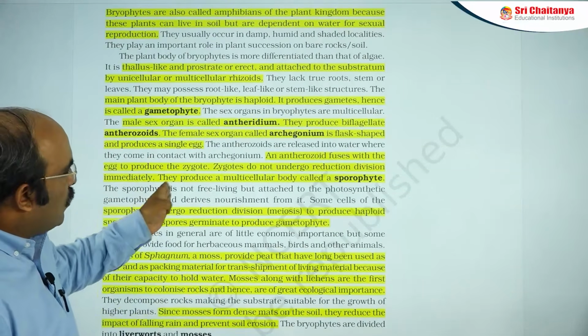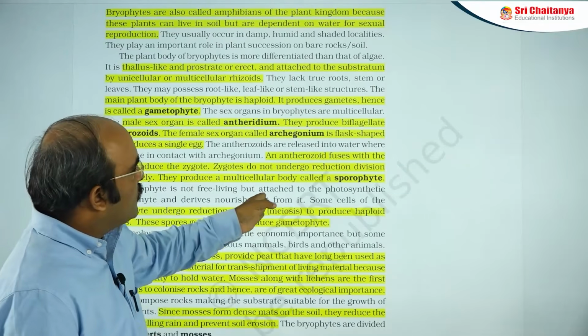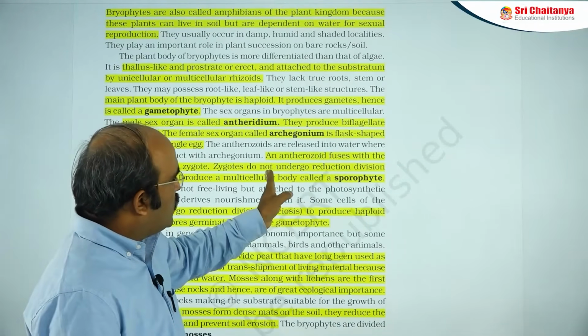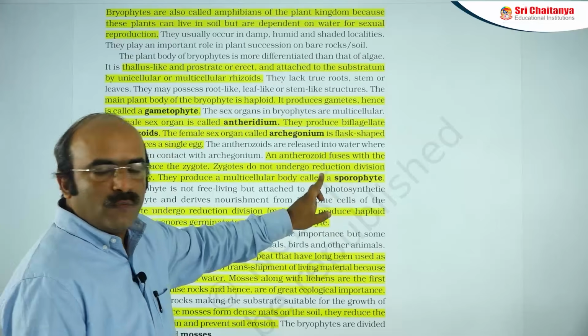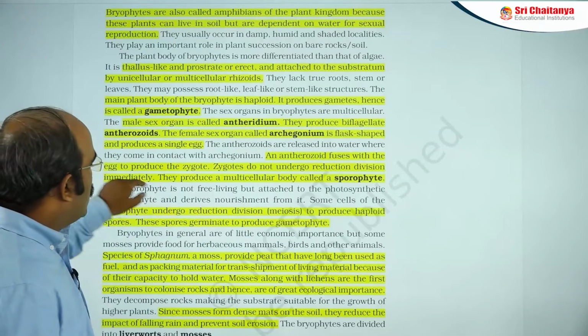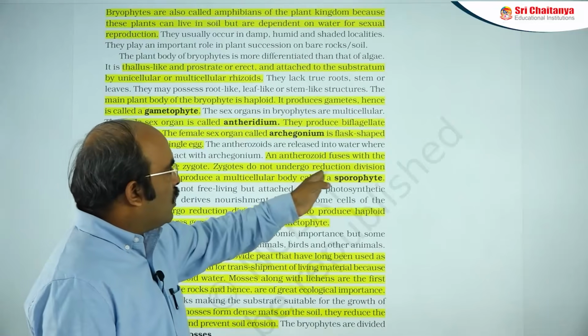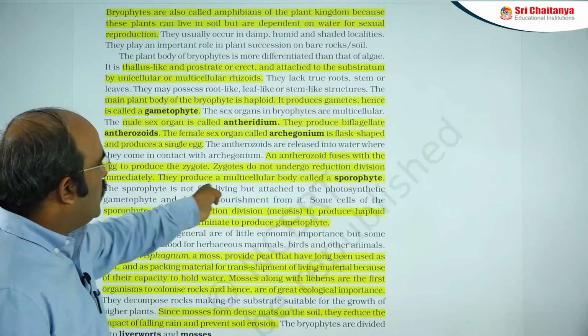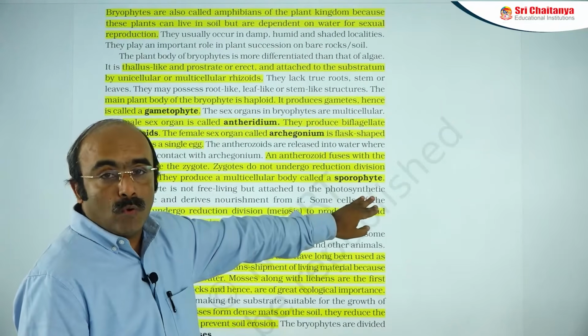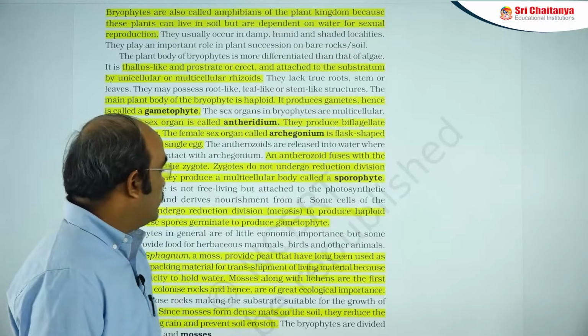So the zygote will undergo actually, the zygote doesn't undergo reduction division. That's the difference point you have to understand. The embryo for the first time develops in bryophytes. The zygote does not undergo reduction division and immediately produces a multicellular body called the sporophyte.